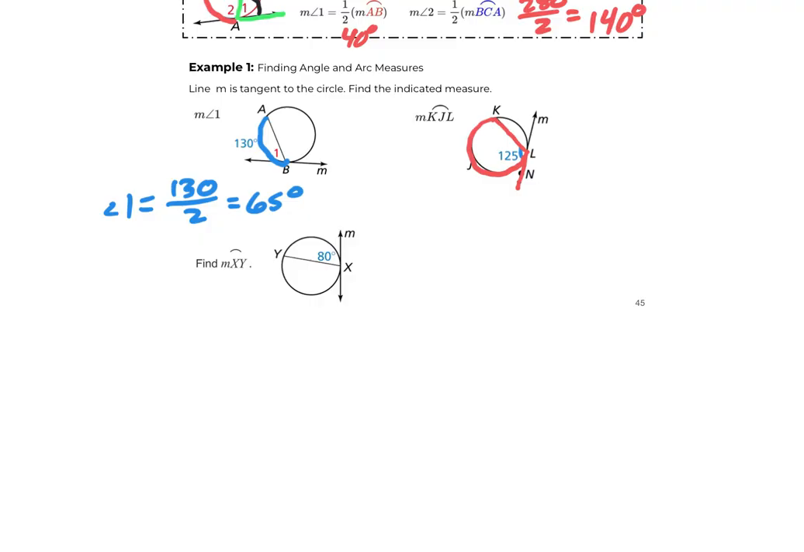So what would I have to do to go from the inscribed angle up to the arc? Multiply it by 2. So here we're going to say measure of arc KJL is 125 times 2. These are all labeled in degrees because they're angle measures or arc measures, and that's what that little m is referring to. I'm not going to do every single example today because we have a lot of examples today.